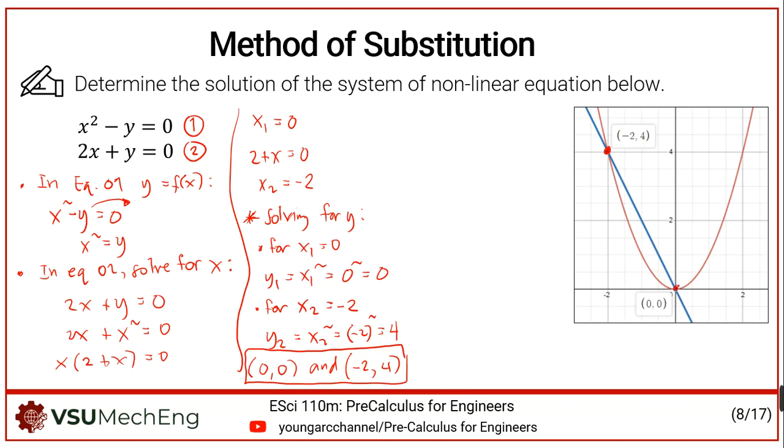And then the second intersection is at the origin with coordinates 0, 0. And this is also the value that we have just solved right here, 0, 0. So therefore, these two ordered pairs satisfy our given system of equations. So therefore, we have a correct solution.